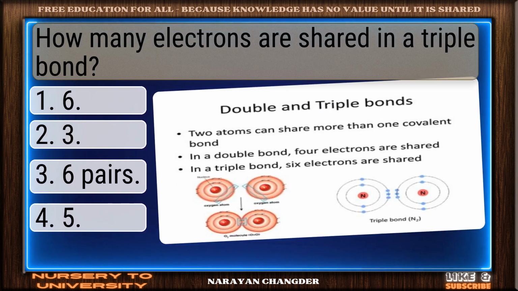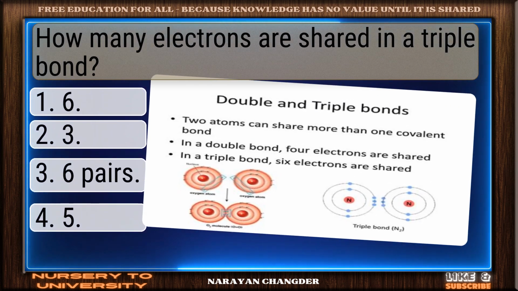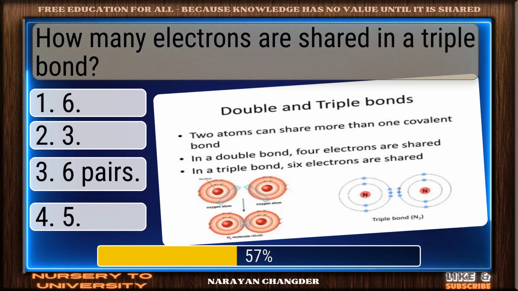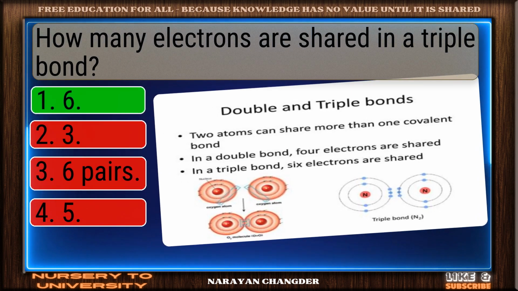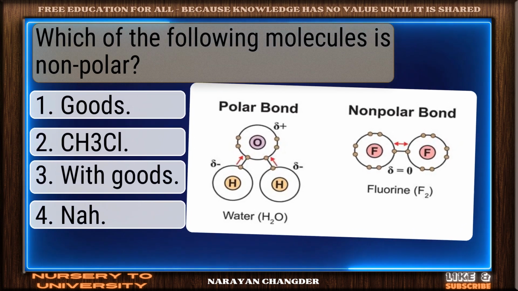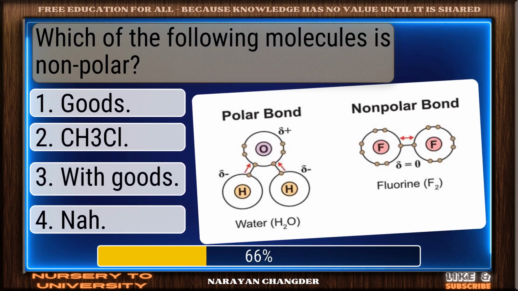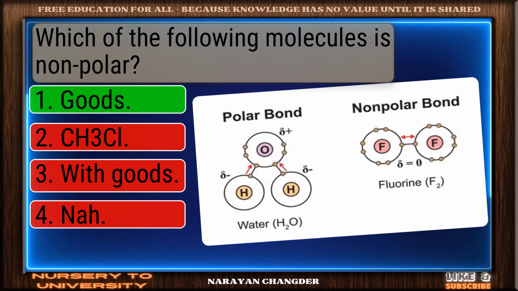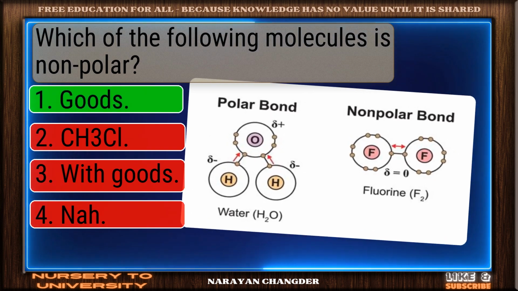How many electrons are shared in a triple bond? Valid point. 6 is true. Which of the following molecules is non-polar? Strong choice. It is the right answer.